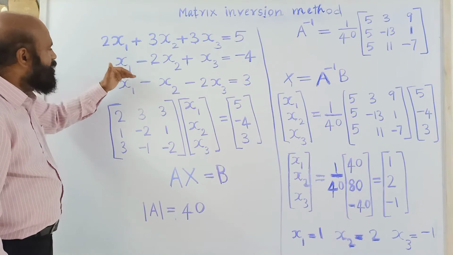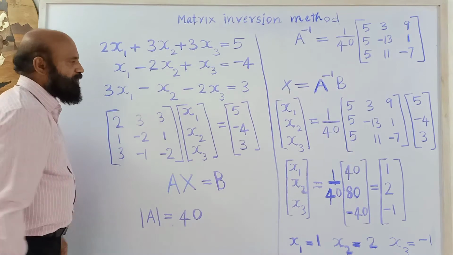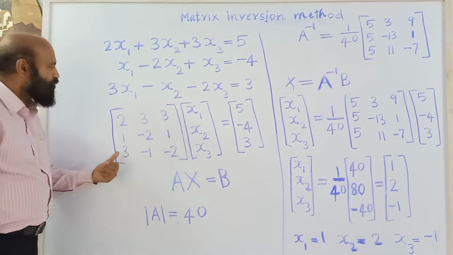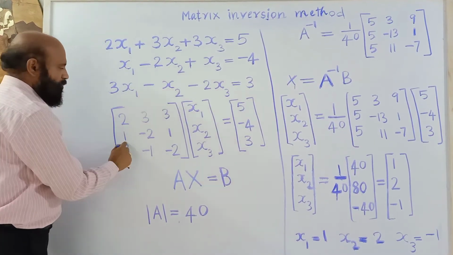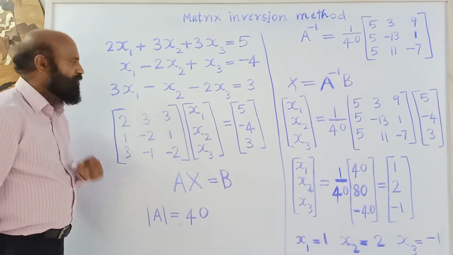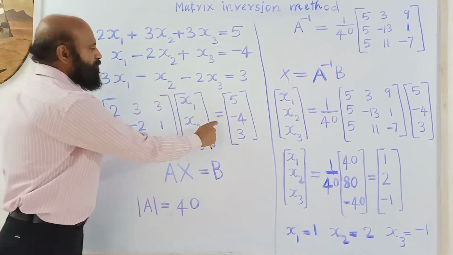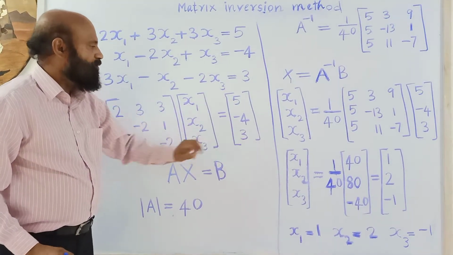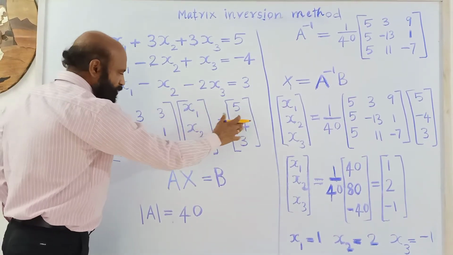Now 3 equations are given and 3 variables are there. So this given system of equations can be written in matrix form like this. Here the coefficient matrix: 2, 3, 3. Next 1, minus 2, 1. Next 3, minus 1, minus 2. That is the coefficient matrix. Then the unknowns x1, x2, x3 and the constants. Constants are 5, minus 4, 3.